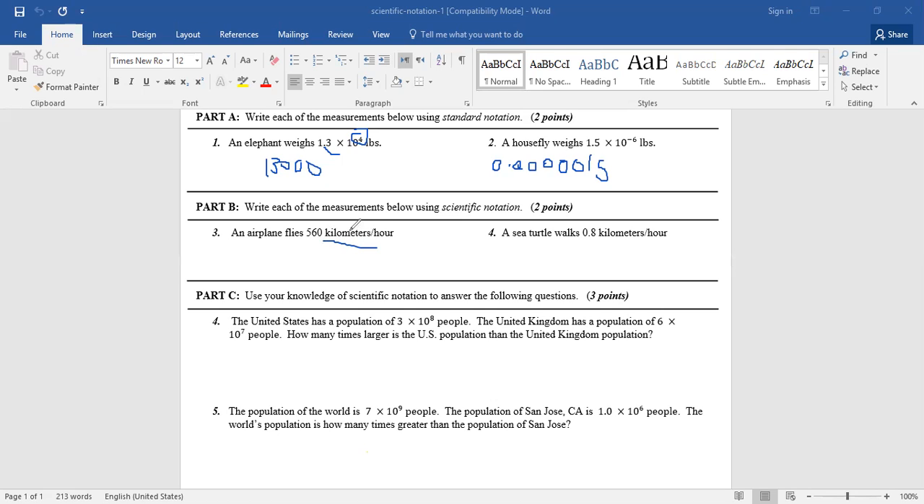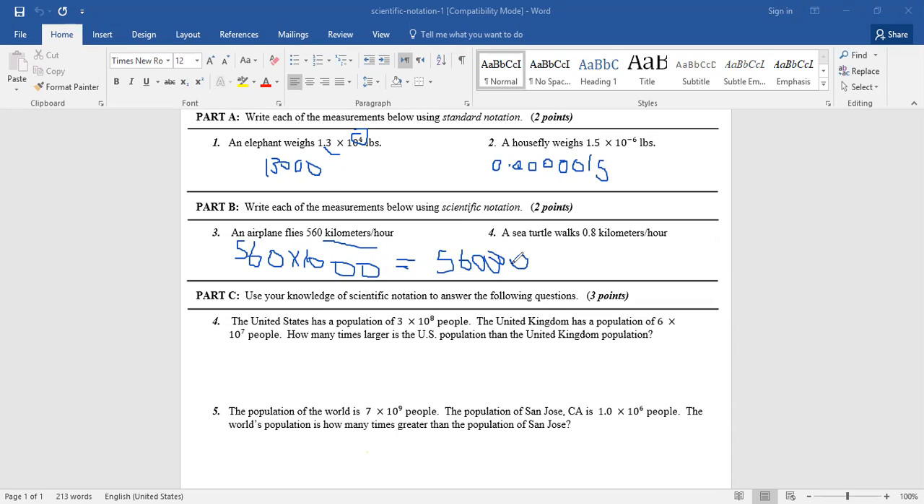Kilometers, 3 zeros, right? So it's 5.6 times 10 cubed, which means it's 1,000. The final answer for this one is 5.6 followed by 4 zeros, right?